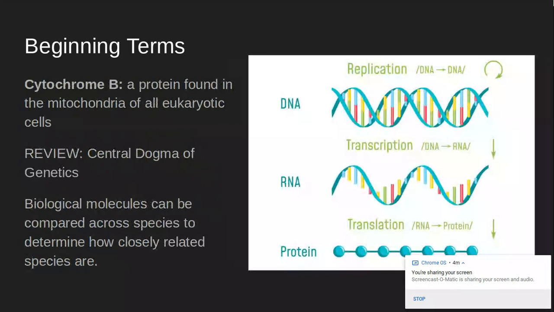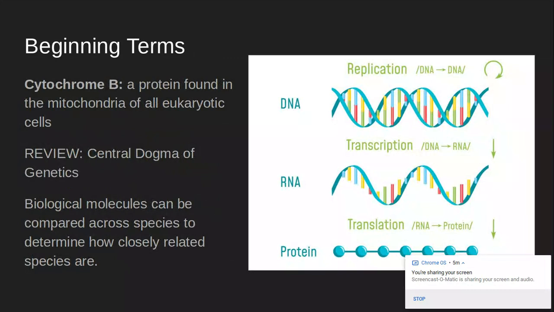Okay, so once again, for this case study, we're going to compare protein structure across 6 different species to try and figure out if bats are birds. So to understand why we're doing this, you need to recall what we labeled the central dogma of genetics, which is the picture on the right.